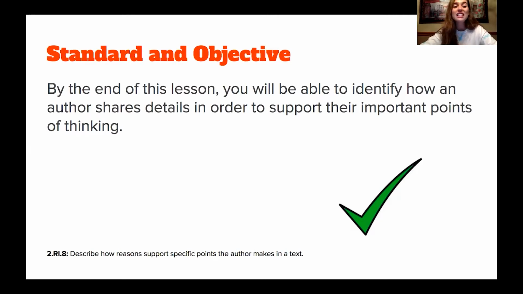So our objective is, by the end of this lesson, you will be able to identify how an author shares detail in order to support their important points of thinking. So basically, this just means you will be able to look at a text and see the important points, and also see how adding on supporting details helps to support what is happening in the main points and makes the story more interesting. And then our standard today is to describe how reasons support specific points the author makes in a text.